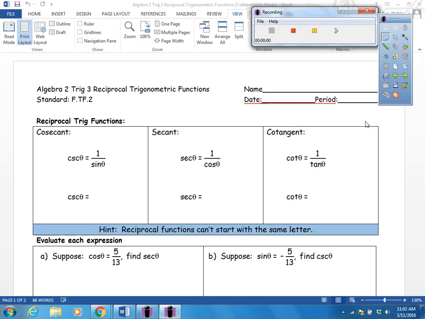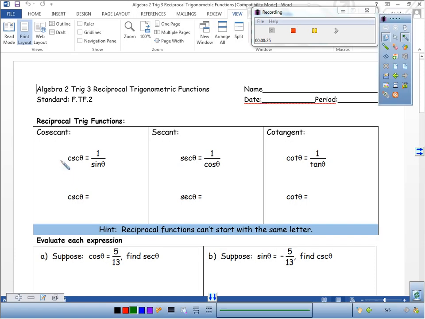Okay, trig 3. You thought you knew all of the trig functions, but there's more. Today we're going to learn about the reciprocal trig functions. The reciprocal trig functions are cosecant, secant, and cotangent. Cosecant is abbreviated CSC, and it is 1 over the sine of theta. 1 over sine, so it goes with sine.